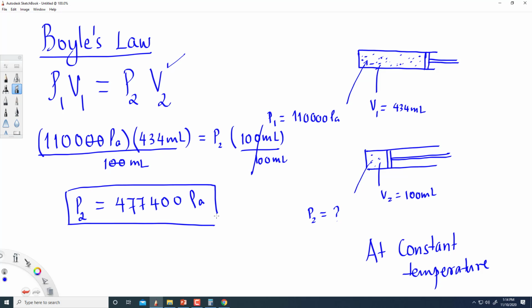Sorry, that's Boyle's law. Now number 6 is Pascal's principle. So let's look at that. We have this hydraulic system.